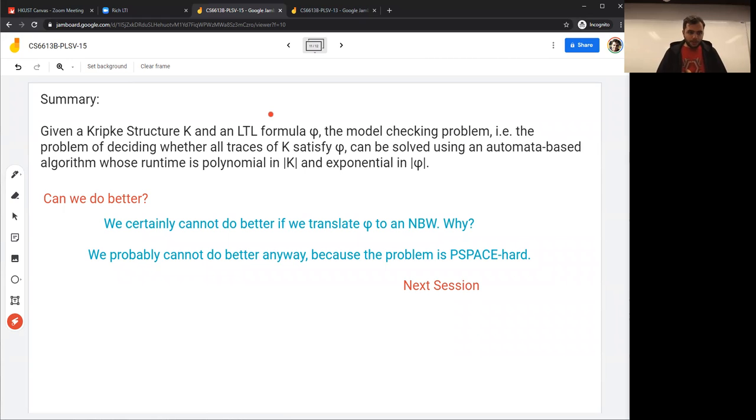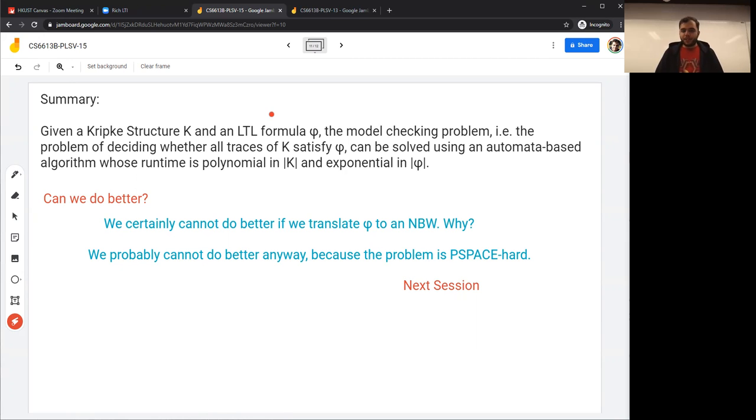So let's talk about whether we can do better. First of all, we certainly cannot do any better if we want to translate our formula to a non-deterministic Büchi automaton. This was the first thing I showed in this session. You need exponential time for that. So the question that comes to mind is, what if I can find some other type of model checking algorithm, something that doesn't even depend on automata? Would it be possible that somehow I can get better? And actually the answer is probably not.